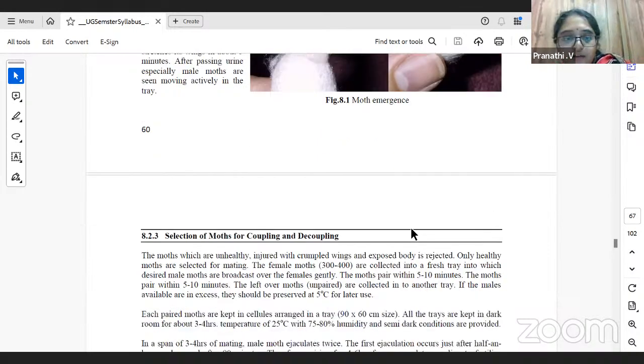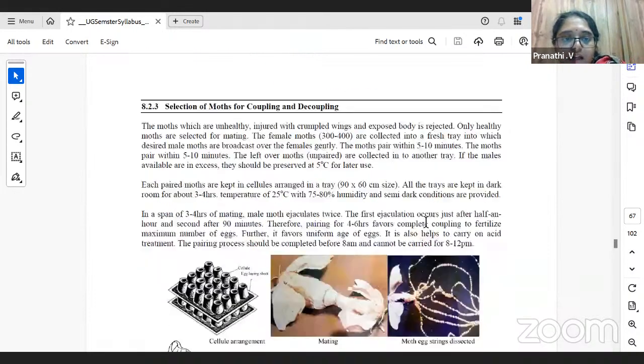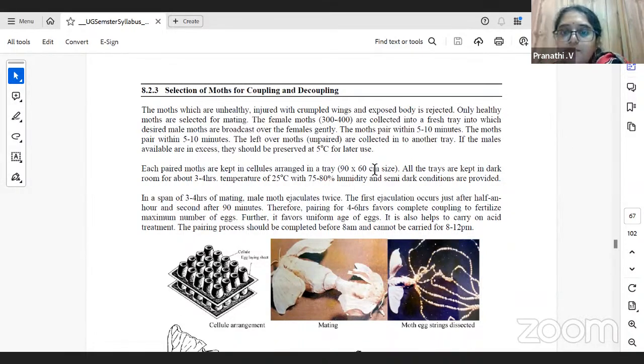How are you going to select the moths for coupling and decoupling? Those that do not have proper wings and have an exposed body, the unhealthy ones, are rejected. So only the healthy moths are taken for mating. Around 300 to 400 male moths are collected in a fresh tray, and the good ones are broadcast over the females gently. The moths pair for around 5 to 10 minutes. Then the leftover moths that are unpaired are collected in another tray.